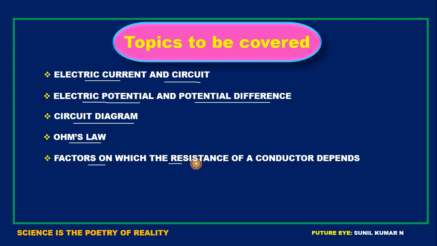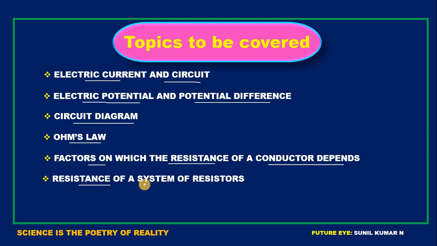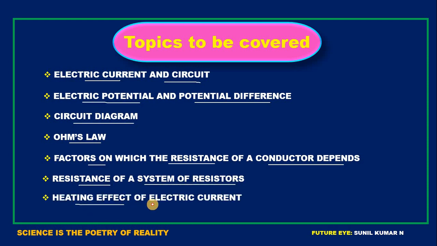factors on which the resistance of a conductor depends, resistance of a system of resistors, heating effect of electric current, and last topic is electric power. These are the very important topics we have to deal with in this chapter.